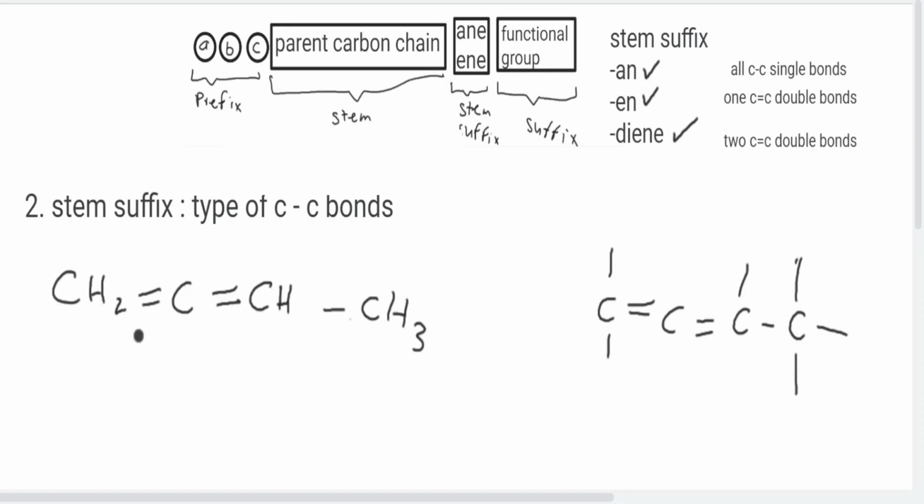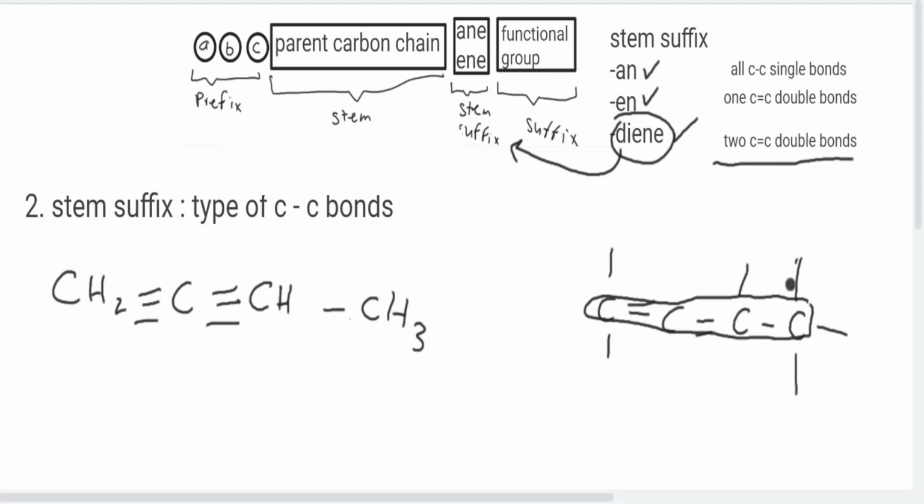Let's say I have this structural formula right here, CH2 double bonded to a C, double bonded to a CH, and CH3. This displayed formula would be like this. Now there are two double bonds, two C double bond C. Therefore, the stem suffix will be diene. The longest carbon chain has 4 carbon atoms, so the stem is but. The stem suffix is diene. So I write but, diene.